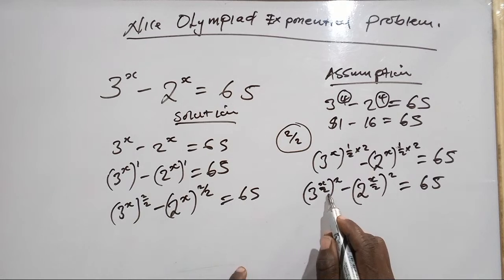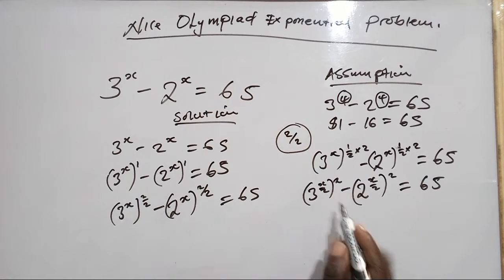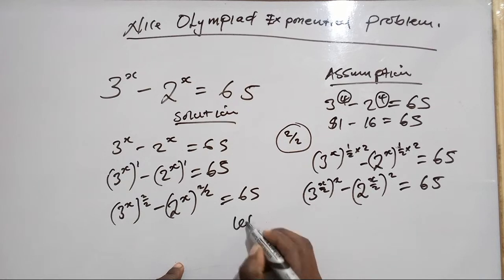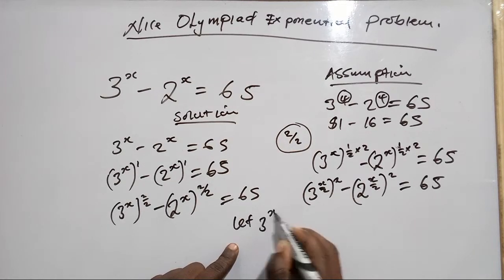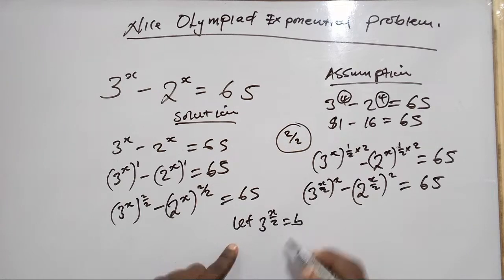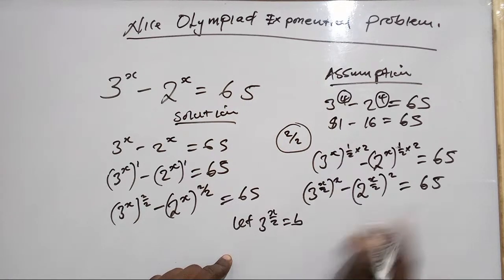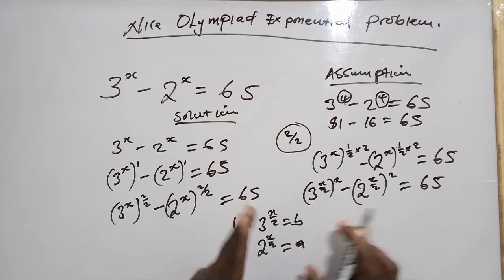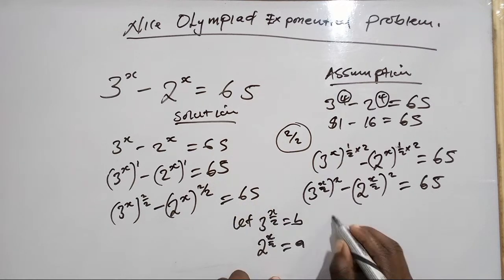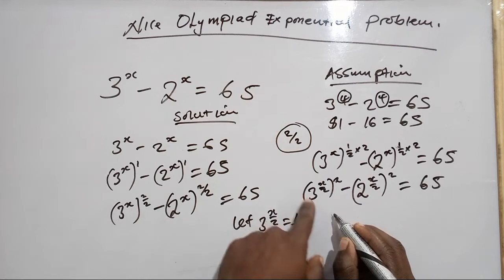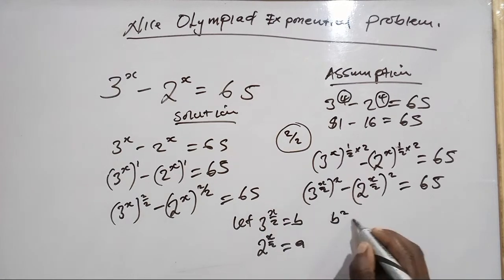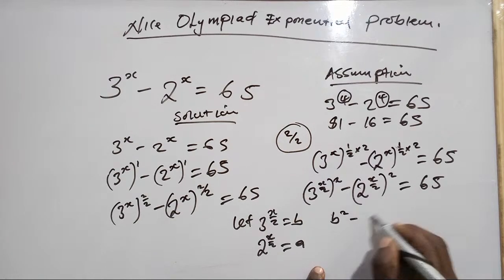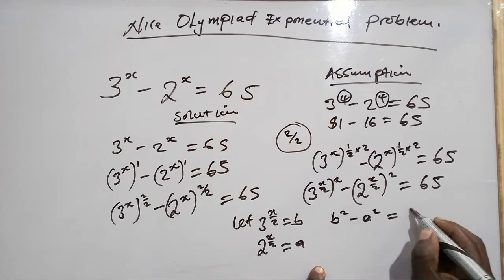Then here, let 3 power x over 2 equal b, and the second term, 2 power x over 2, equal a. So we substitute these values. Here we are going to have b squared minus a squared, which should equal 65, right?